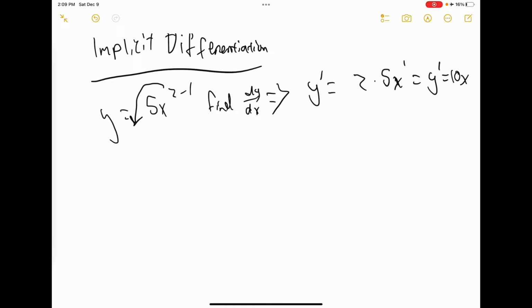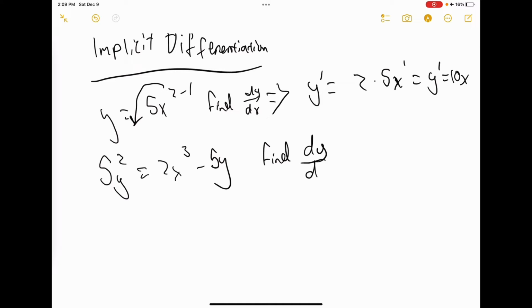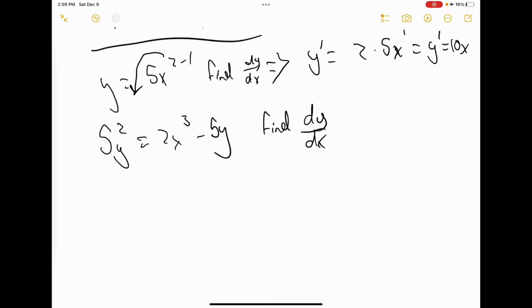But what if you're given a slightly more complicated function? For example, 5y squared equals 2x cubed minus 5y. And you're told find dy dx. This is where implicit differentiation comes in handy. The issue with this is we could theoretically solve for y, but it would be messy, and then finding the derivative would be even messier. With implicit differentiation, we can find dy dx in terms of both x and y.